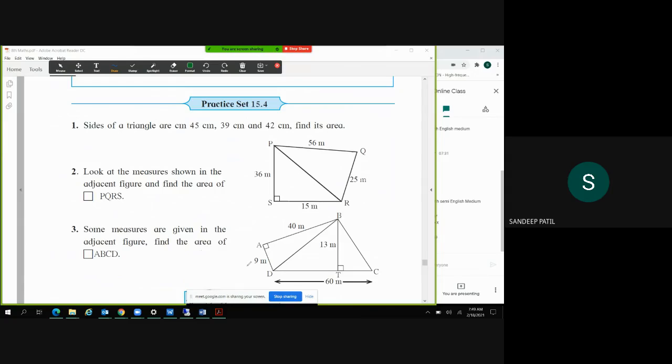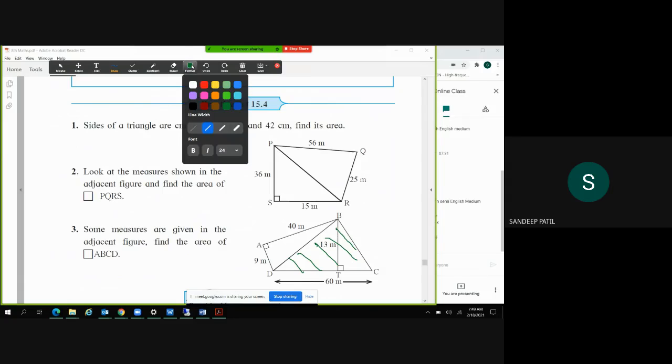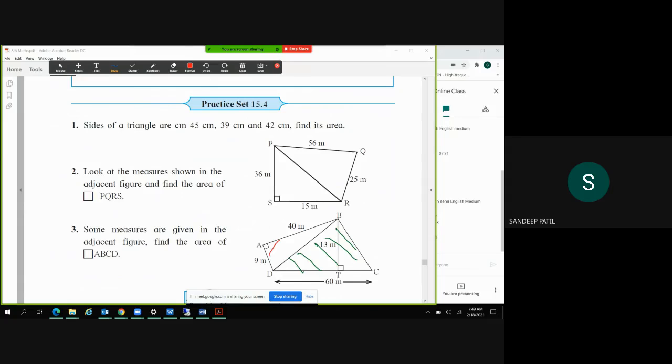Similarly for this triangle, again, this is one triangle we can directly take because we know the base and height. And we can consider another triangle. This is also base into height. So these 2 triangles' areas we can calculate, and we can add them.